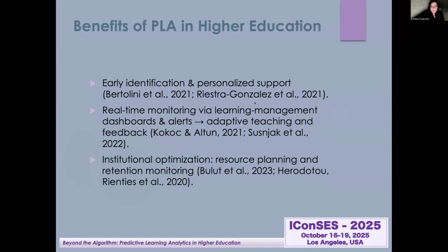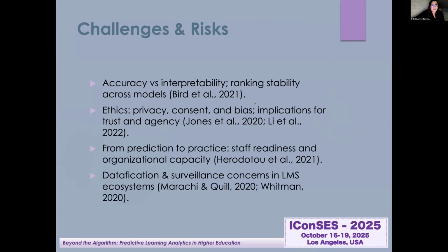Early identification is possible with the help of the data gathered through these systems, these models. Therefore, personalized support can be provided to the students because of its real-time monitoring with the help of learning management systems. So faculty can apply adaptive teaching systems and provide feedback accordingly. So it provides institutional optimization, as you see here, through resource planning and retention monitoring.